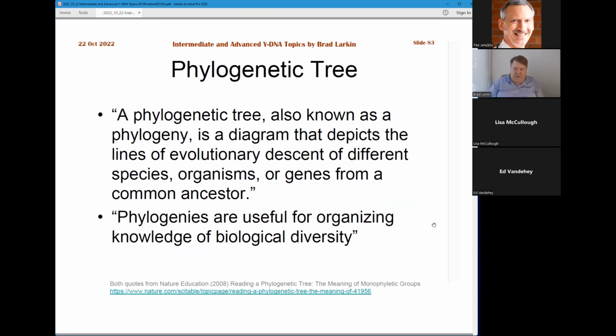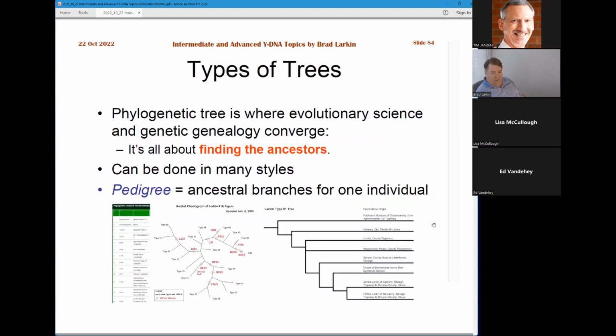A phylogenetic tree, also known as a phylogeny, is a diagram that depicts the lines of evolutionary descent of different species, organisms, or genes from a common ancestor. Phylogenies are useful for organizing knowledge of biological diversity. There are different types of trees that can be represented. It's all about finding ancestors.